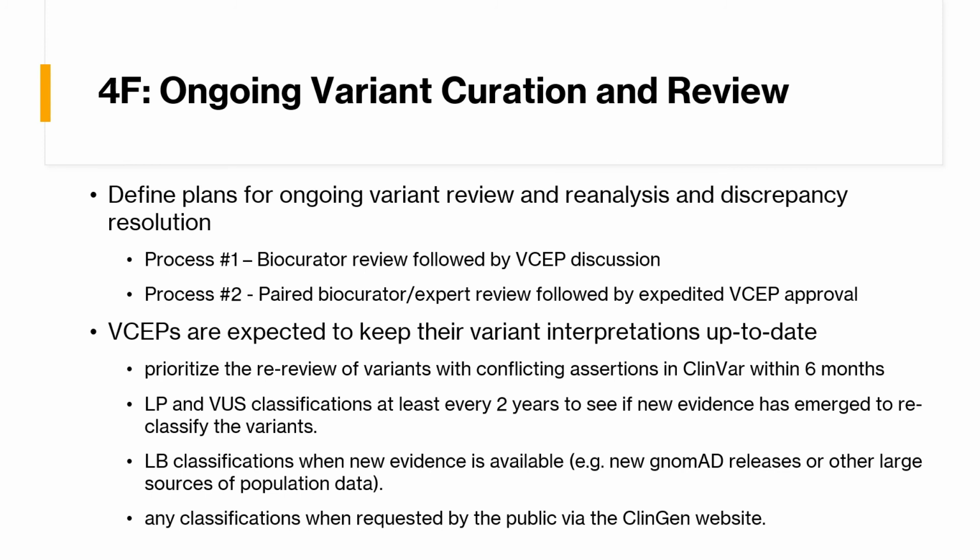Now, VCEPs will define their plans for ongoing variant curation review and discrepancy resolution from one of the 2 ClinGen approved processes listed here, or often a combination of the 2 processes is used, depending on the complexity of the variant type. The VCEP also defines its meeting schedule to review, discuss, and resolve differences in interpretations. The final variant classification requires at least 3 core approval members, defined as those who regularly use the ACMG AMP guidelines to classify and/or review variants during clinical laboratory case sign-out.